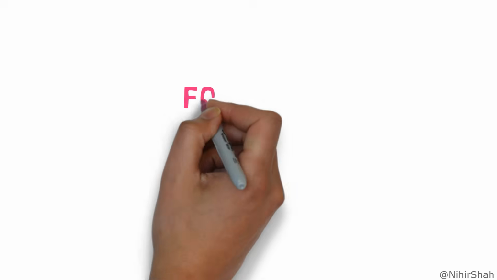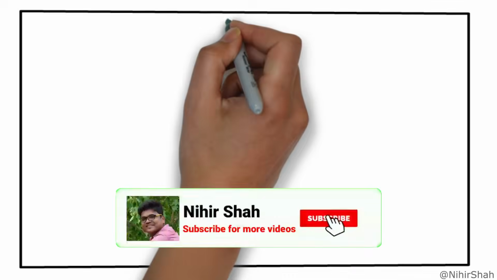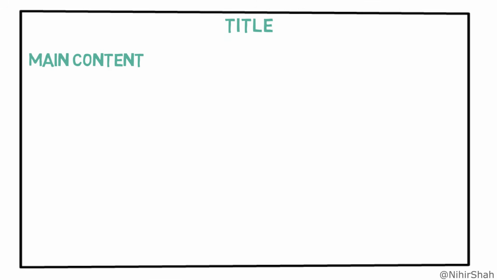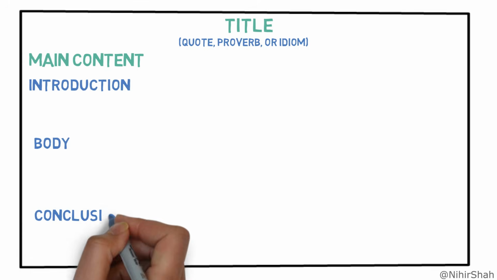Now, let's learn the format of expansion of an idea. The expansion of an idea is divided into two parts. Number one, title, and number two, main content. The title is the main idea given to you in form of a quote, proverb or idiom, and it is written at the center of the page. The main content is further divided into three sections. Number one, introduction, number two, body, and number three, conclusion.